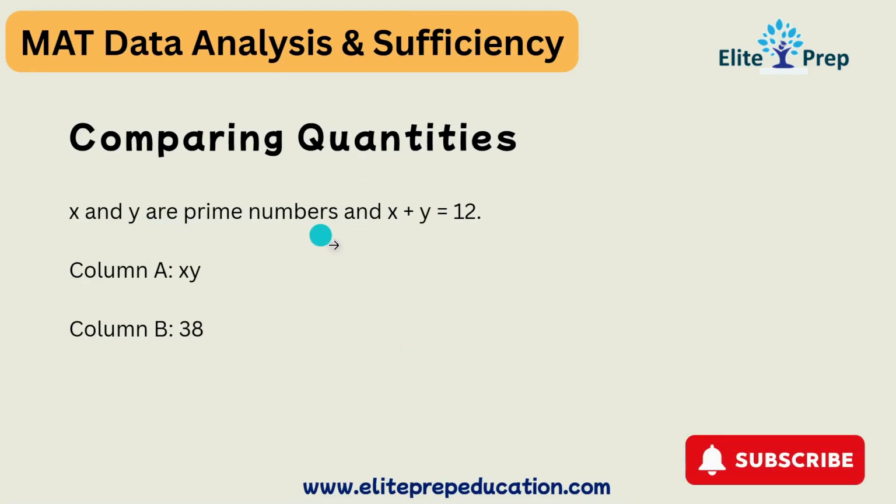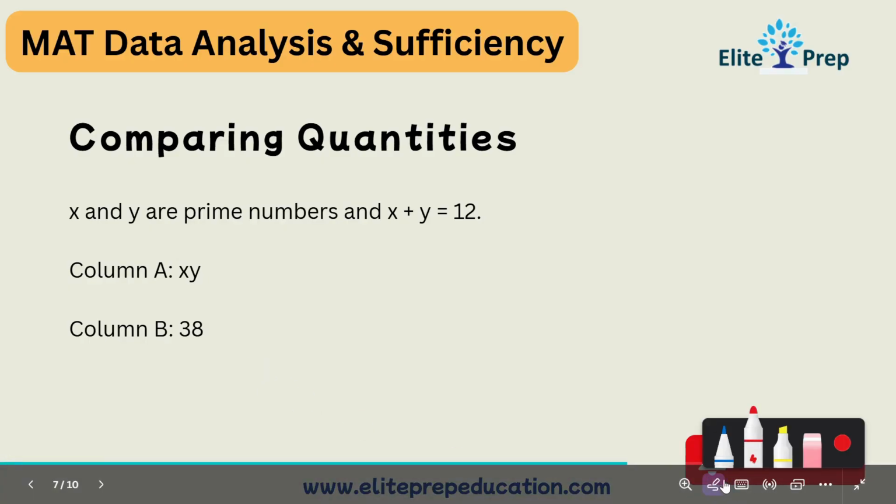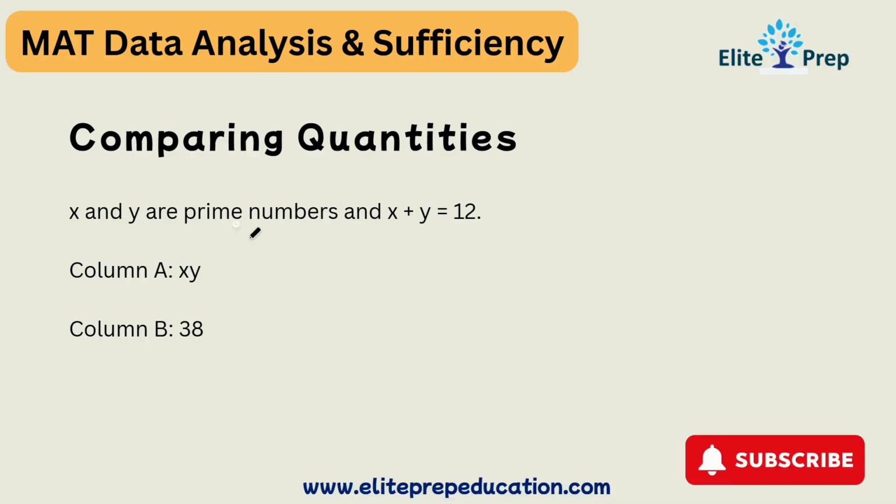x and y are prime numbers and x plus y is equal to 12. Column A is the product of x and y, column B is 38. Now you have to find the values of x and y based on the given information, then find the product xy and compare it with 38. For example, see what the values can be for x plus y equal to 12, where both should be prime numbers. If I take 1 and 11, this is 12, but 1 is not a prime number, so this doesn't fit. Next, I can put 2 plus 10. In this case also the sum is 12, but this doesn't work because they are not prime numbers. Likewise, you have to keep writing the options.